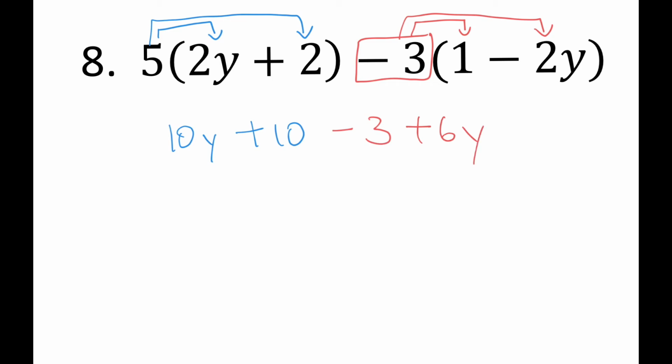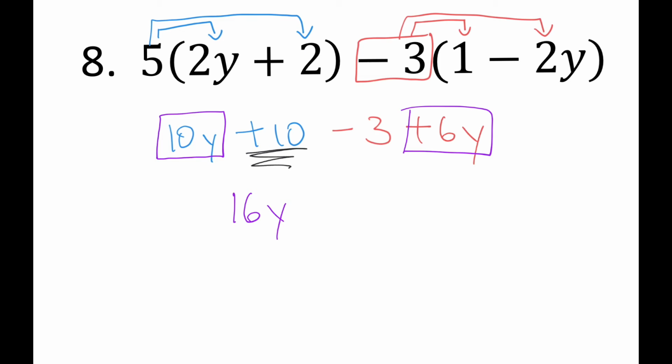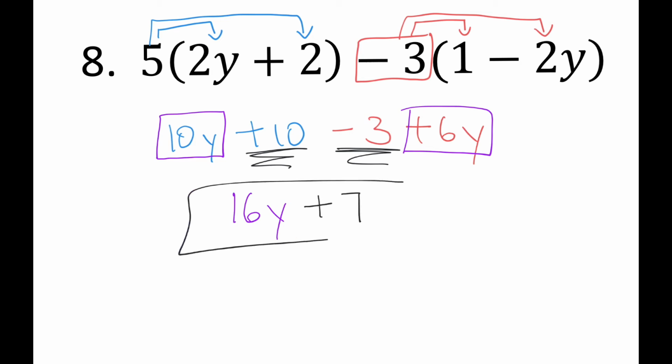We do have like terms. You always start with the one that has a variable. So the 10y here plus the 6y over here, that's going to be 16y. They do have the same sign, so that's when you add. If they have different signs, you subtract and keep the sign of the biggest number. But right now they're both positive, so we have 16y. And you can combine the constants, the positive 10 and the negative 3. 10 minus 3, that's going to be positive 7. So the answer is 16y plus 7.